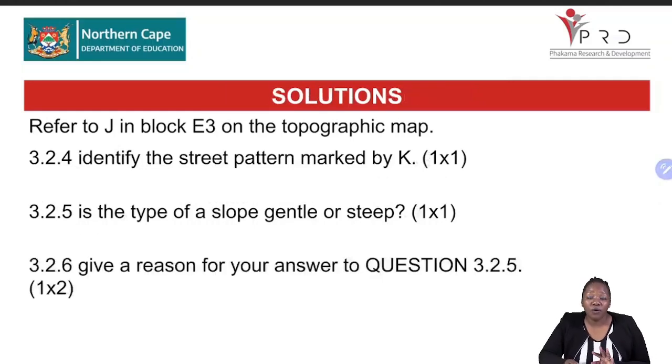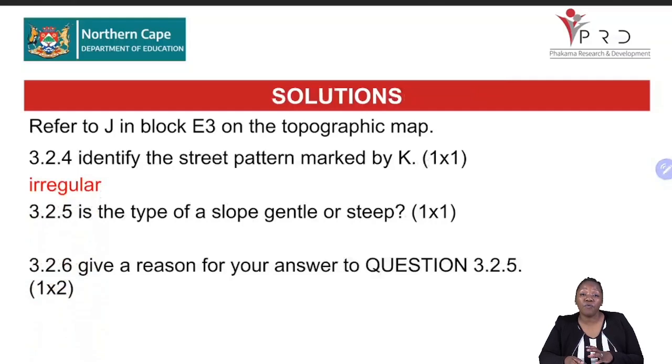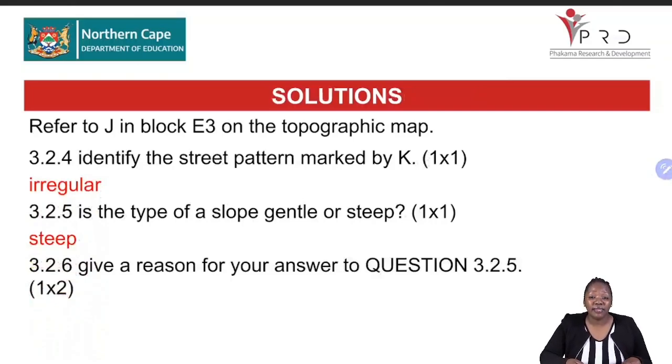Looking there at our corrections, the first question, which is question number 3.2.4, you identify the street pattern that is marked by K. We call it an irregular pattern. You see in the map that those streets are not the same. Some are long, some are short. Therefore, they are displaying an irregular pattern. And then number 5, is the type of slope gentle or steep? We are saying it is steep. We are still in block E3.